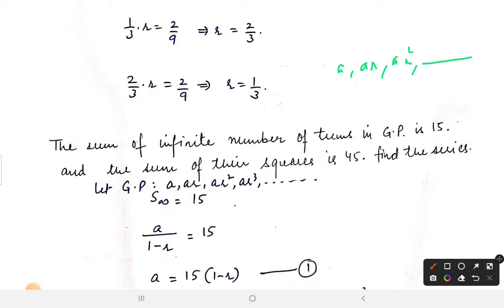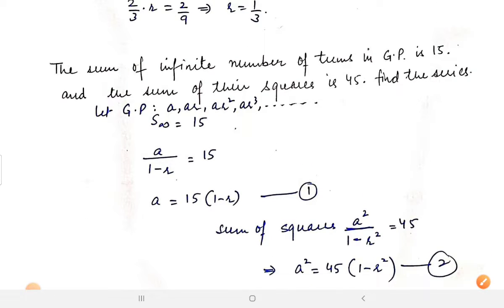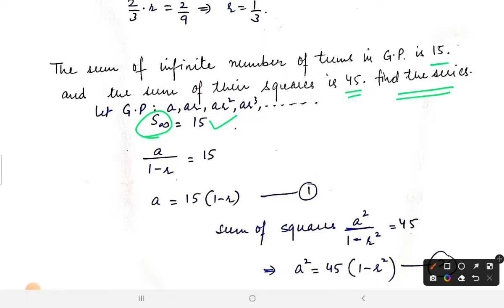Next question is, the sum of an infinite number of terms in a GP is 15, so S infinity is given to us as 15, and the sum of their squares is 45. Find the series. First of all we will assume that the geometric progression is a, ar, ar squared, ar cubed and so on. So S infinity is 15 and we have the sum as a upon 1 minus r, which is equal to 15. So we have a equal to 15 times 1 minus r. Again we are given that the sum of their squares is 45. So let us now square the GP.